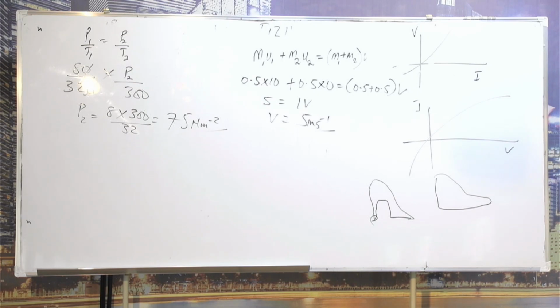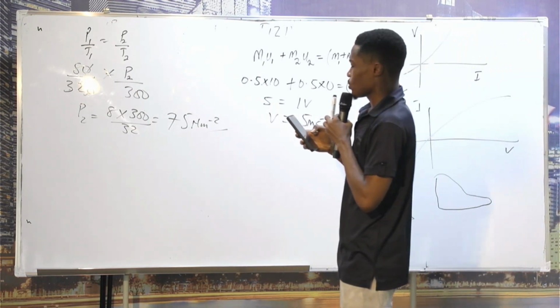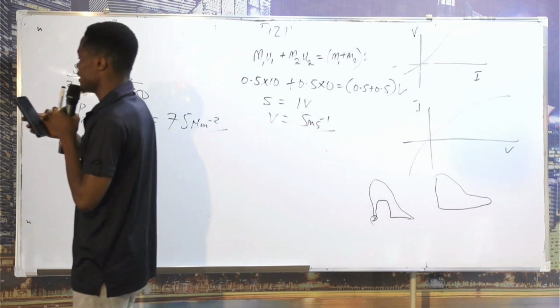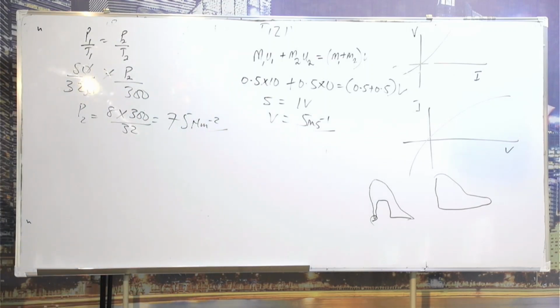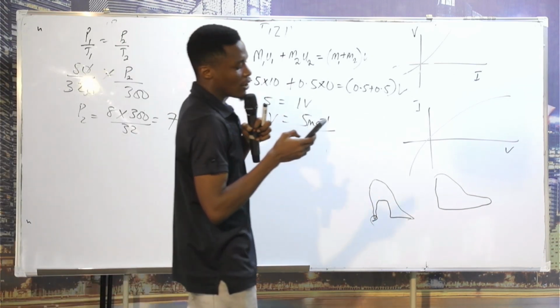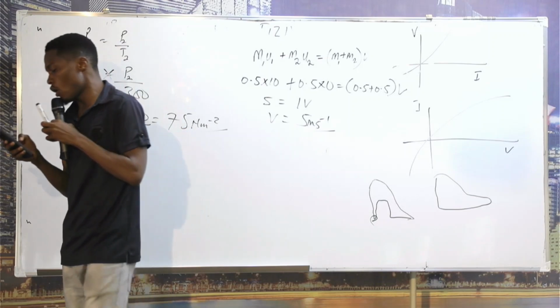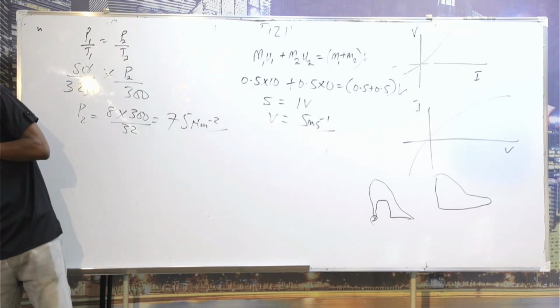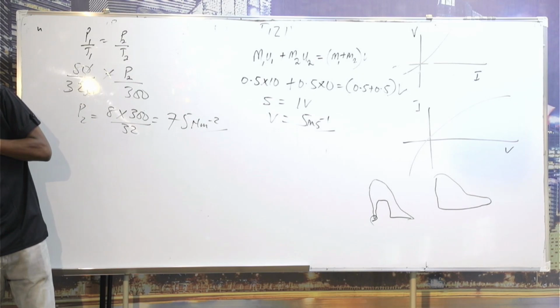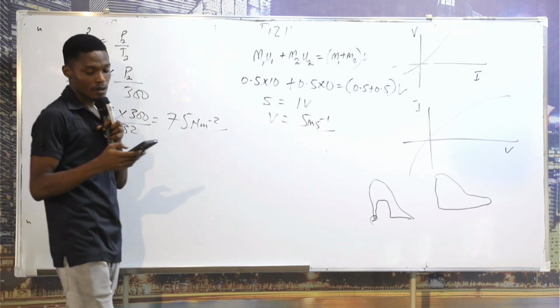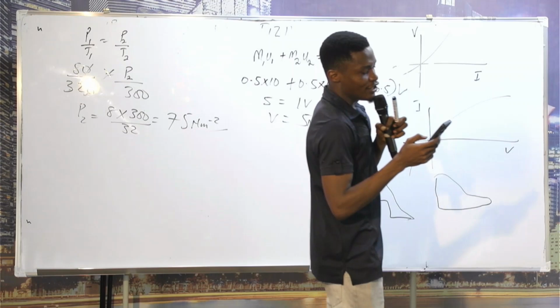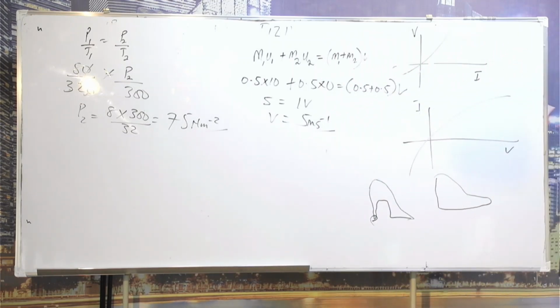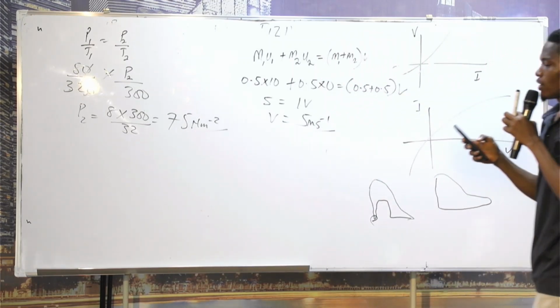Okay, next question. 0.5 kg of water at 10 degrees Celsius is completely converted to ice by extracting 88,000 joules of heat from it. If the specific heat capacity of water is 4,200, calculate the specific latent heat of fusion of ice. Any problem? 0.5 kg of water at 10 degrees Celsius is completely converted to ice at 0 degrees Celsius.